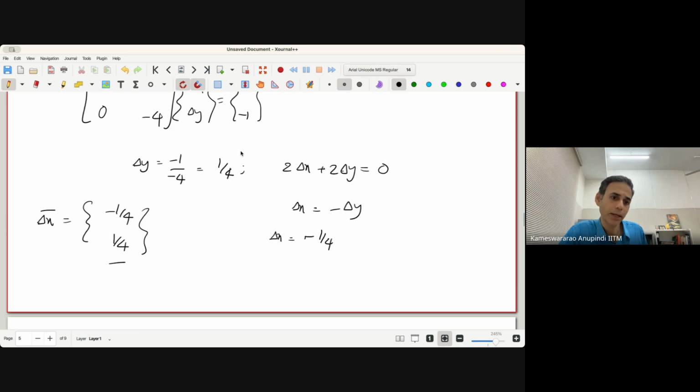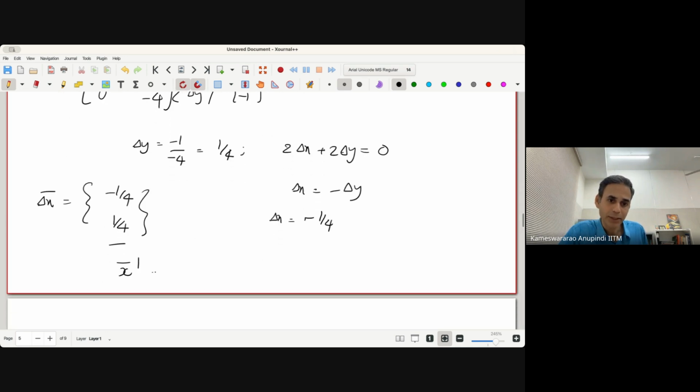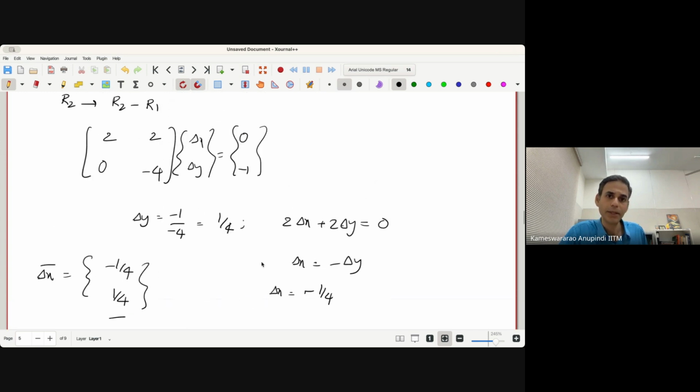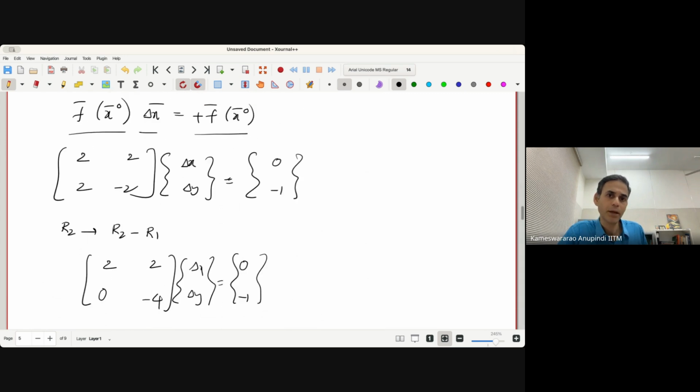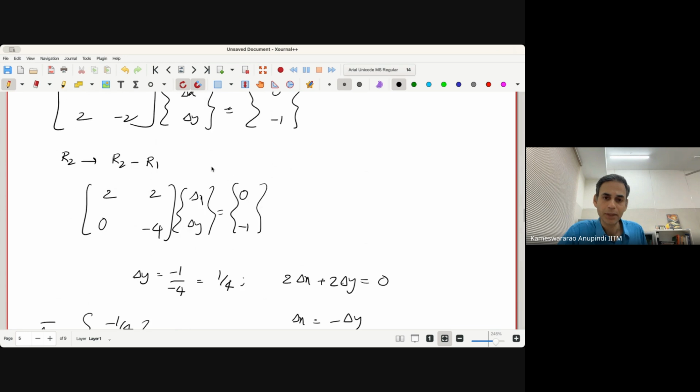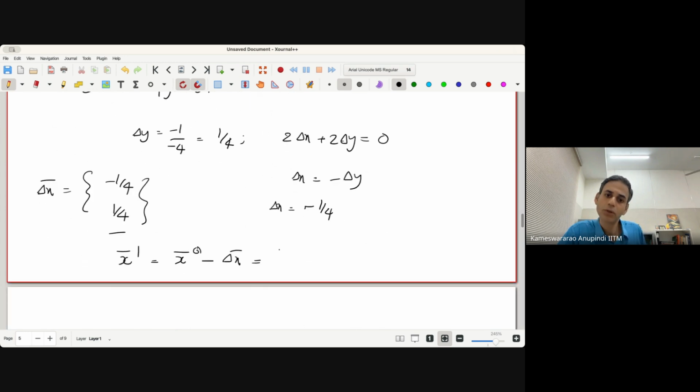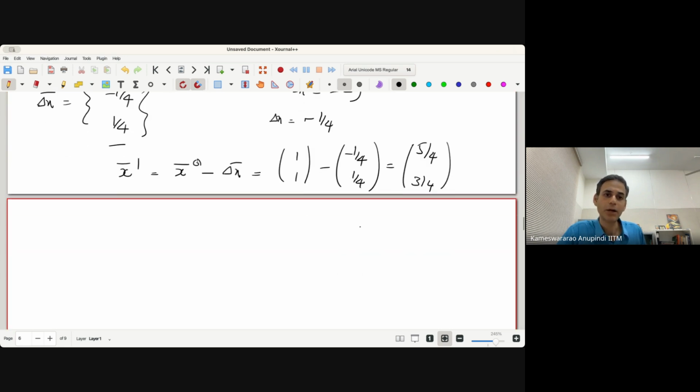That means now I can calculate x(k+1), that is x bar 1 equals x bar 0 minus delta x bar, right? Because in the calculations here I have not used a minus on the right hand side, as a result I'm writing it here. So the initial guess is given as 1, 1, and then my final answer is minus 1 by 4, 1 by 4. So this is going to give me 1 plus 1 by 4, that is 5 by 4, 1 minus 1 by 4, that is 3 by 4. So that is my x bar of 1.